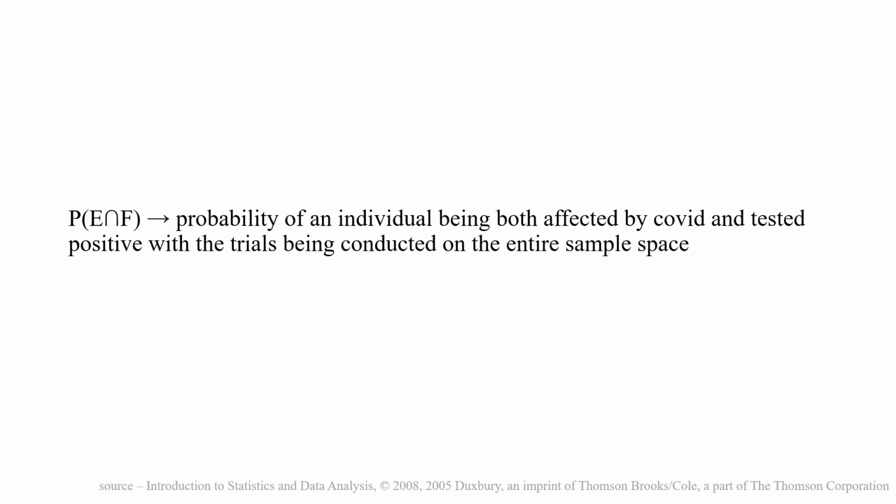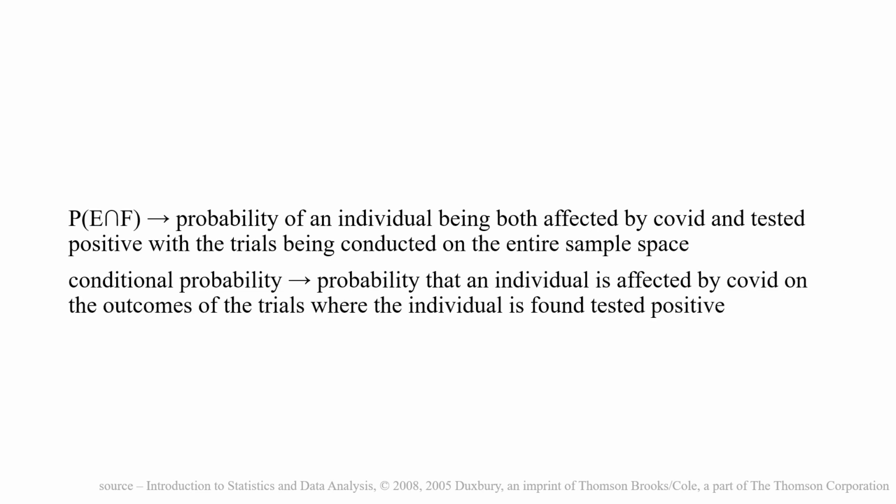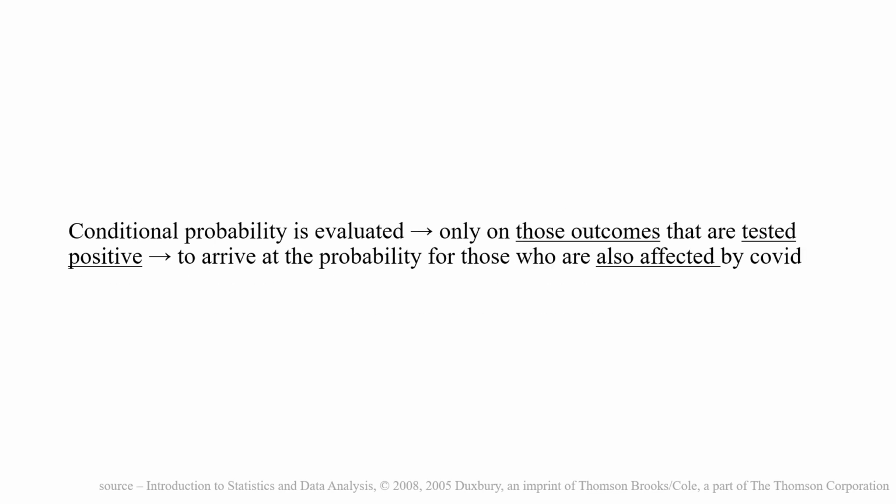This is because the probability of E intersection F is the probability of an individual being both affected by COVID and tested positive, with the trials being conducted on the entire sample space. In other words, the sample space that includes all the individuals in this case. Whereas the conditional probability is the probability that an individual is affected by COVID on the outcomes of the trials where the individual is found tested positive. In other words, the conditional probability is evaluated only on those outcomes that are tested positive, as against the entire sample space, to arrive at the probability for those who are also affected by COVID.